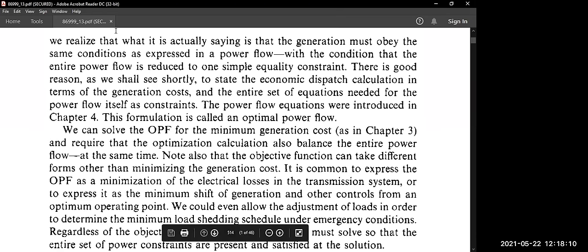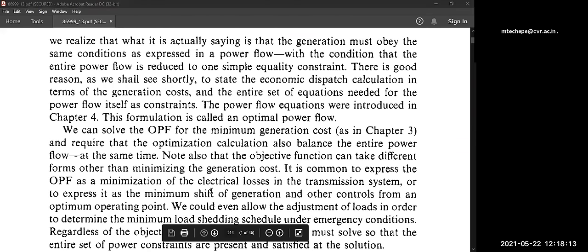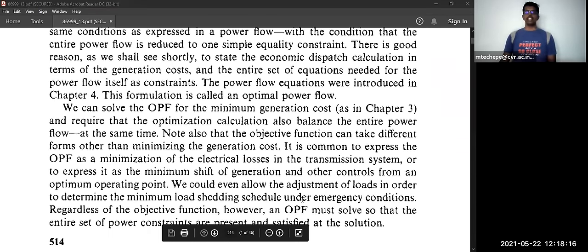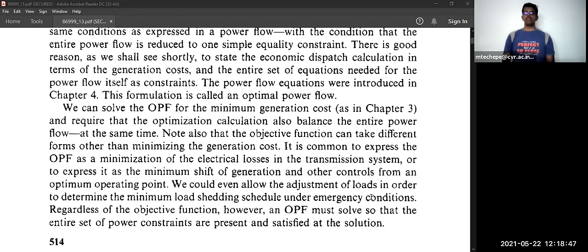We could even allow the adjustment of load in order to determine the minimum load shedding schedule under emergency conditions. So under the emergency condition, we could allow adjustment to the loads in order to determine the minimum load shedding schedule. The load shedding schedule should be very minimum, so the adjustment of the loads will also be very minimum. If the adjustment of the load is minimum, then the burden on the system will also be reduced.